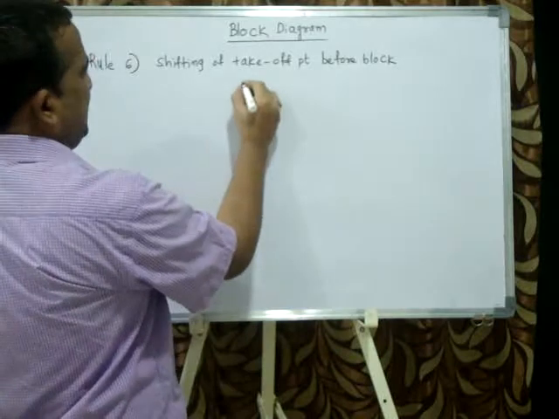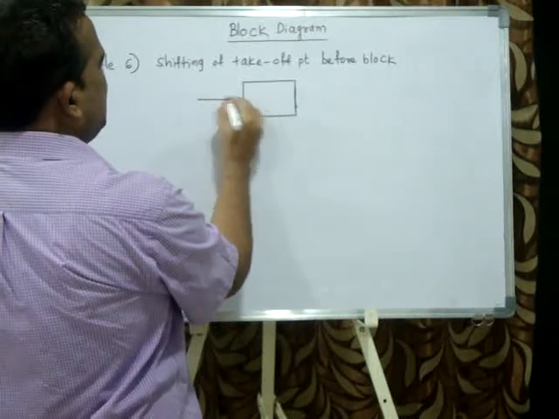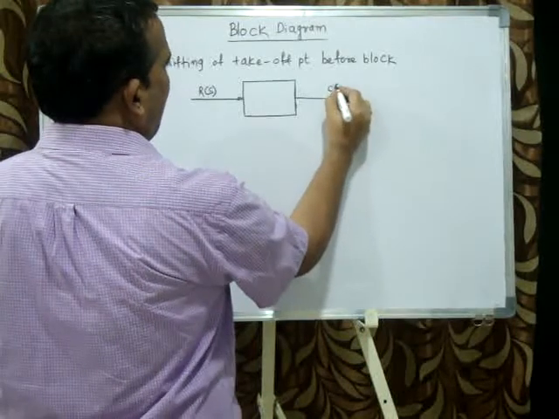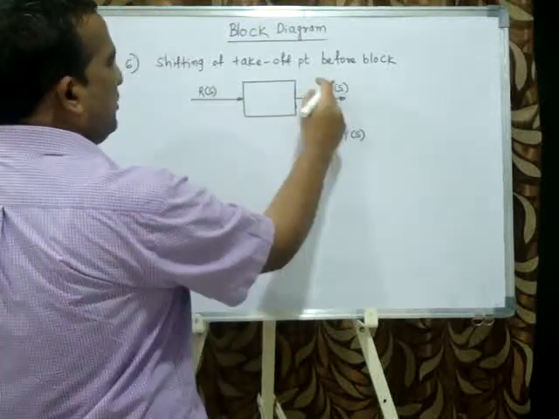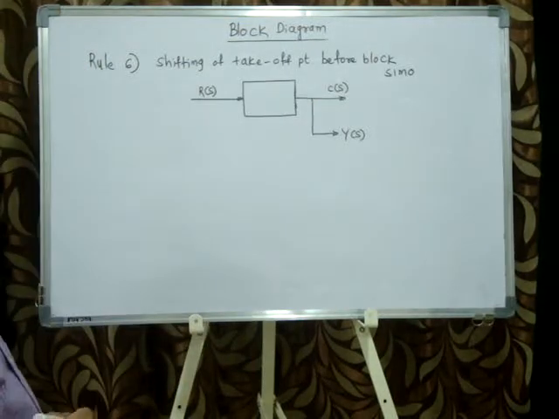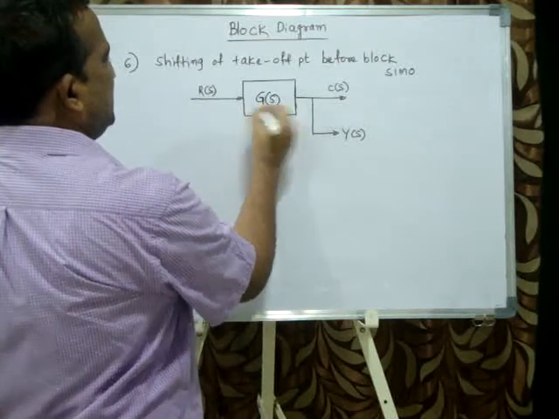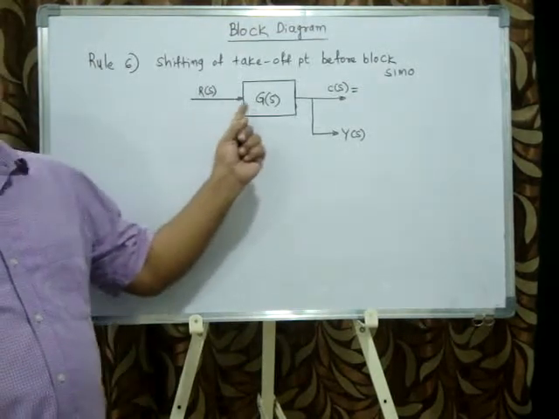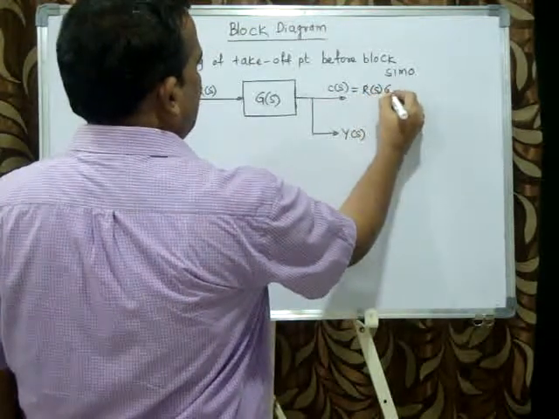Okay, now what is the present system? The present system is like this. Suppose this is R of S, this is C of S. Here one more output, two outputs. This is called single input multiple output, SIMO, system. Outputs are C of S, the main output, and a secondary output, with G of S. Now C of S equal to R of S into G of S.